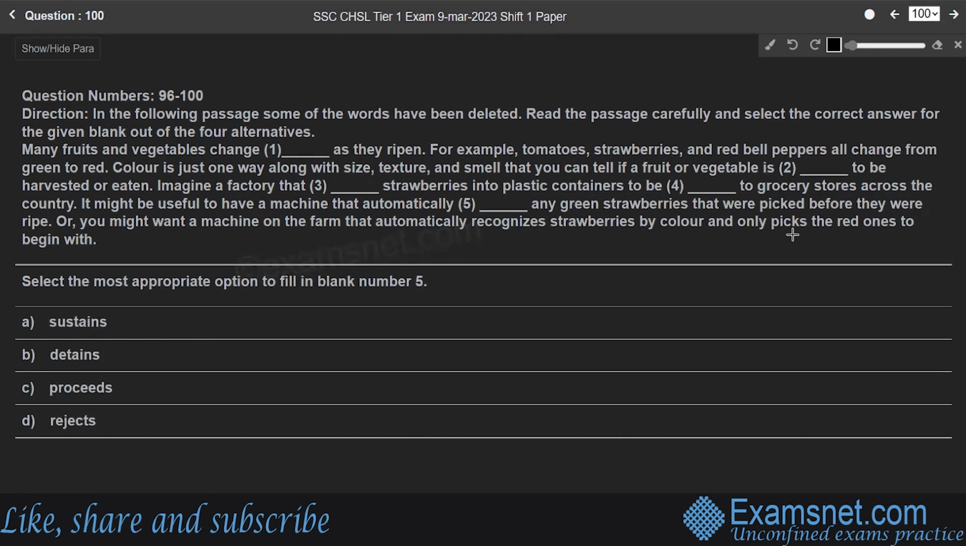Moving further, question number 100. So it might be useful to have a machine that automatically dash any green strawberries that were picked before they were ripe. So that automatically rejects any green strawberries, right? Option D is the right answer. Or you might want a machine on the farm that automatically recognizes strawberries by color and only picks the red ones to begin with. Therefore, for question number 100, option D is the right answer, which is rejects.